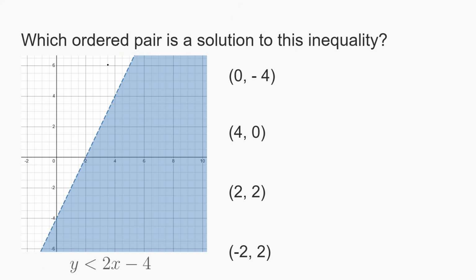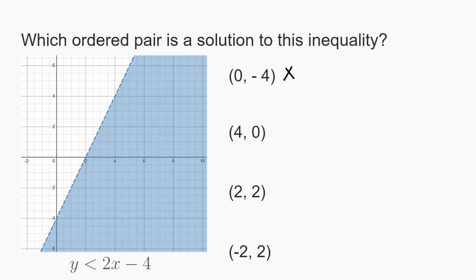This line here, the one that's dashed, represents y equals 2x minus 4. So if it's dashed, it means there's no equal sign. If it's a full line, it means there is an equal sign. Now, let's get started. Let's check for 0, comma, negative 4. What we have to do is we just have to look here, 0, comma, negative 4. As you can see, this is on this dashed line here, so it's not a part of the solution.